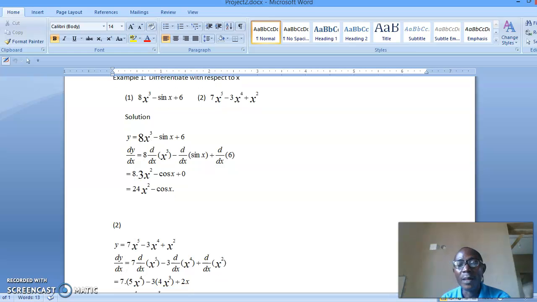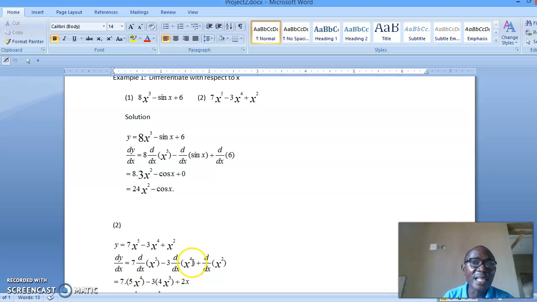So when you differentiate x raised to the power 5, like we did in the earlier example, you multiply this 5 by the coefficient of x raised to the power 5 here. 5 times 1, because there's 1 here. 5 times 1 is 5. Then subtract 1 from that 5, you have 4. So we have 5x raised to the power 4, then minus.